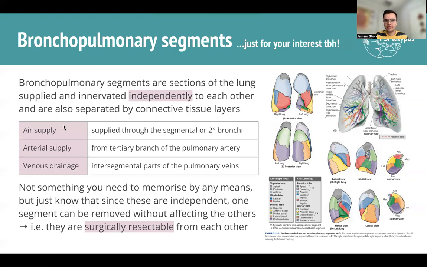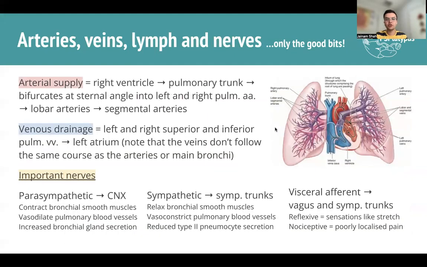Just for your interest again, the air supply is generally from the segmental or secondary bronchi, also the tertiary bronchi. The arterial supply will be from the tertiary branch of the pulmonary artery. Venous drainage is the intersegmental parts of the pulmonary veins. There's just a bunch of words. You don't really need to know these. What you do need to know is the arteries, veins, lymph, and nerve supply and drainage of the lungs.